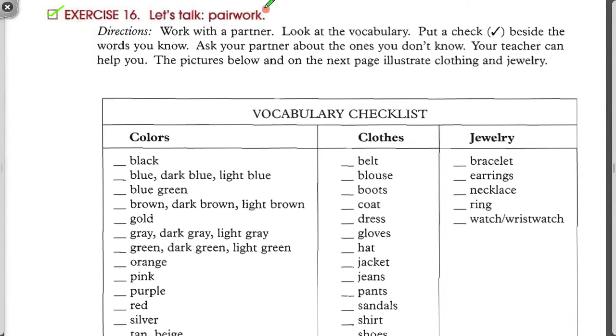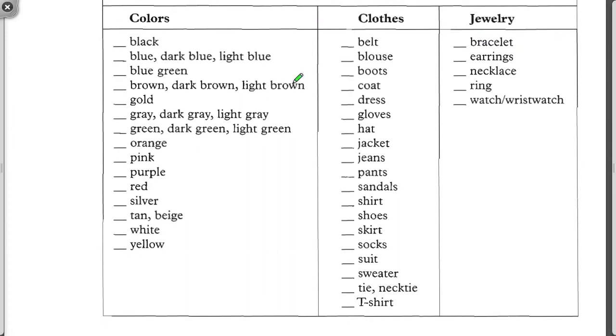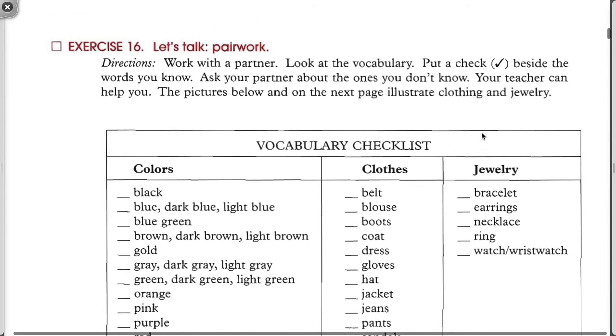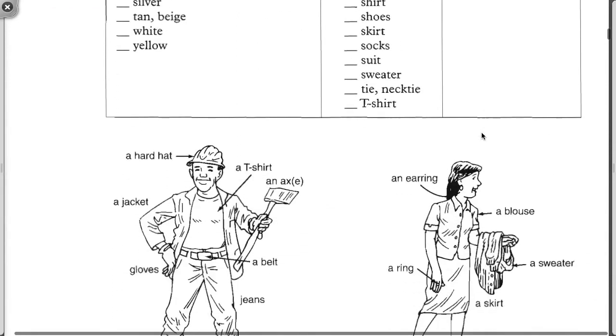Exercise 16, more pair work. This is vocabulary. Something that you need to do. If you have any questions, please ask me, but you will be responsible for knowing these colors and these clothes and the jewelry. So if you have any questions, be sure to use a dictionary or to contact me. Exercise 16 is a vocabulary checkpoint. But we're going to keep moving.